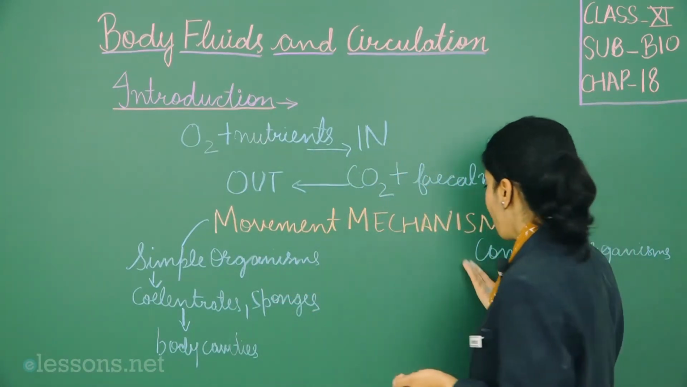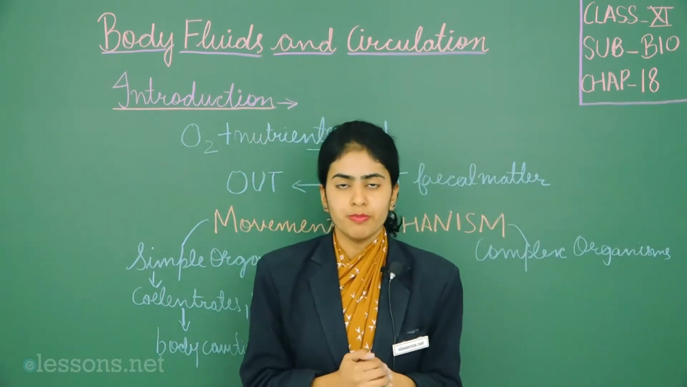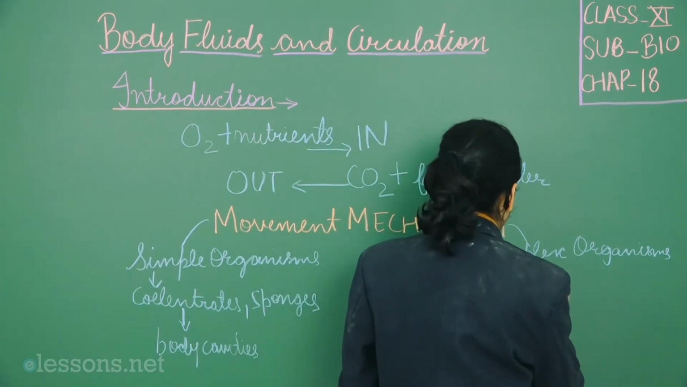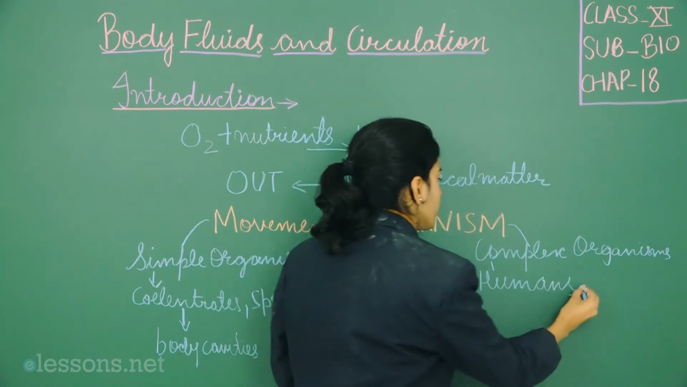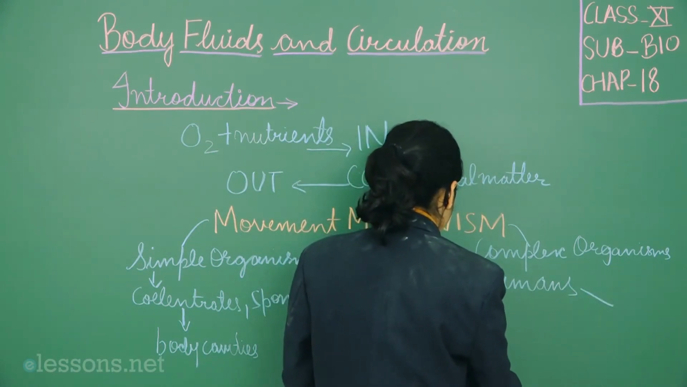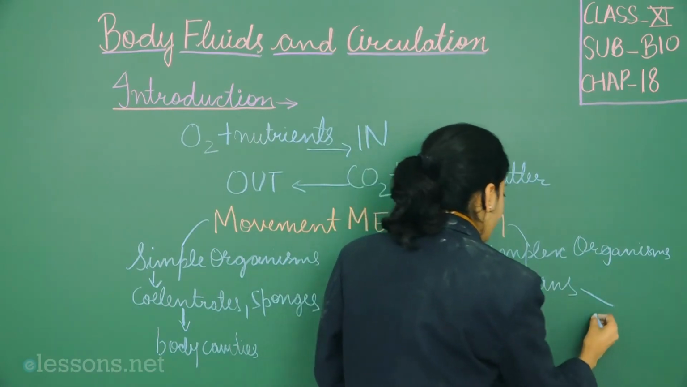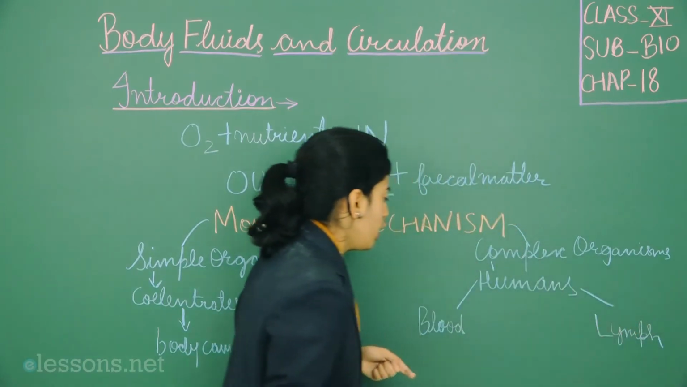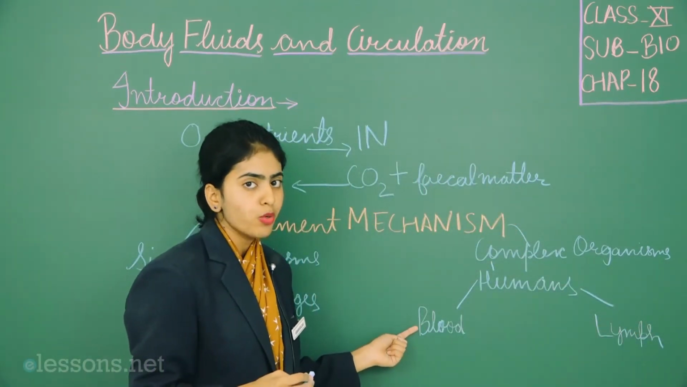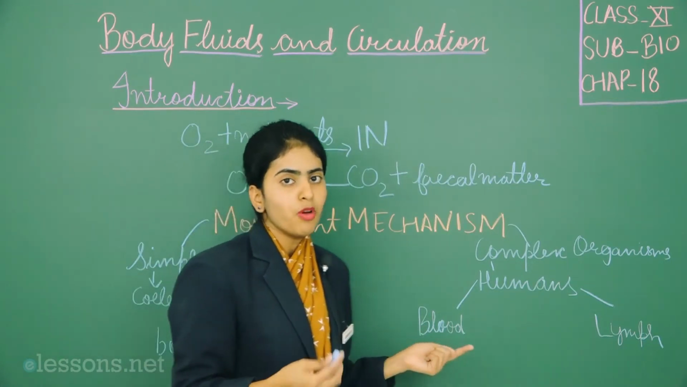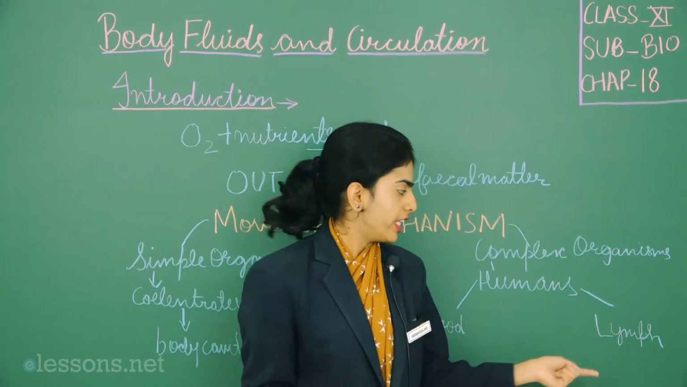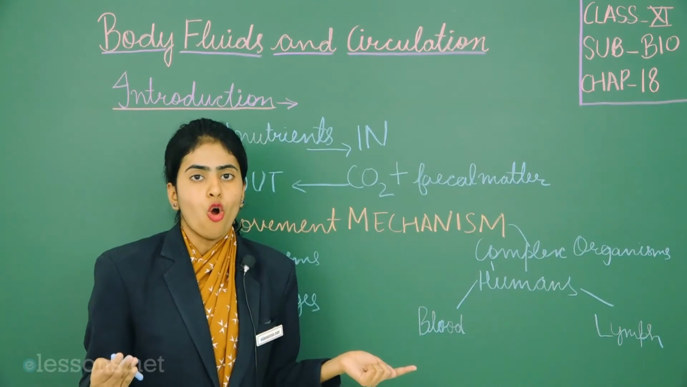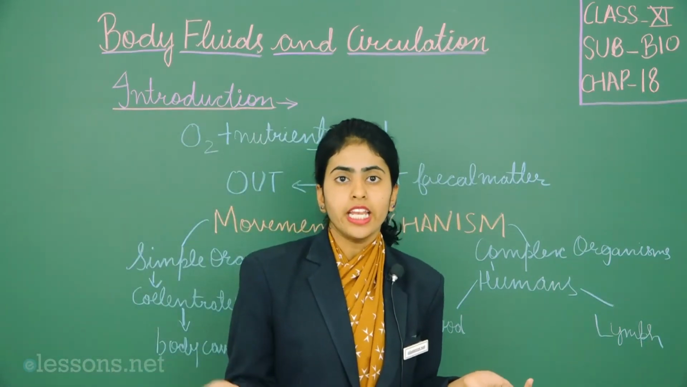Now how about the complex organisms? Complex organisms, for example, humans. We humans have two kinds of substances named as blood and the lymph. So majority of substances are transported by the blood in our body, but some of the substances are also transported by the lymph. So these are the major things helping in the transportation of food and oxygen inside our body.